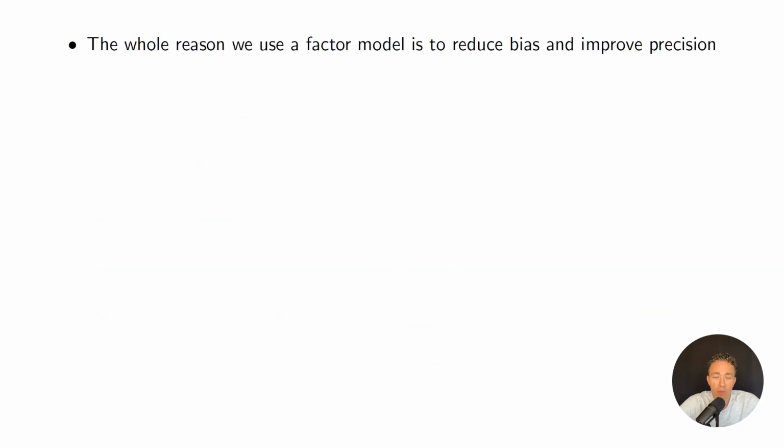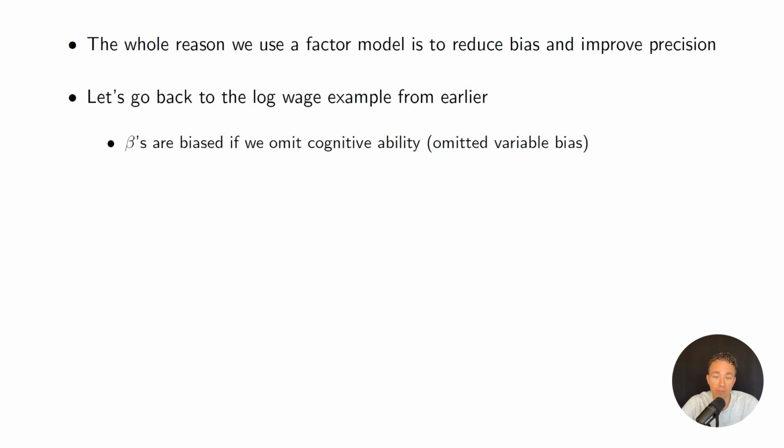Why do we use factor models? Well, it's because we want to get around the omitted variable bias problem without introducing measurement error. So let's think back to the log wage regression from earlier in this series, where we were thinking about proxy variables for cognitive ability. So if we omit cognitive ability from the regression, then we're going to get a biased estimate of the returns to schooling.